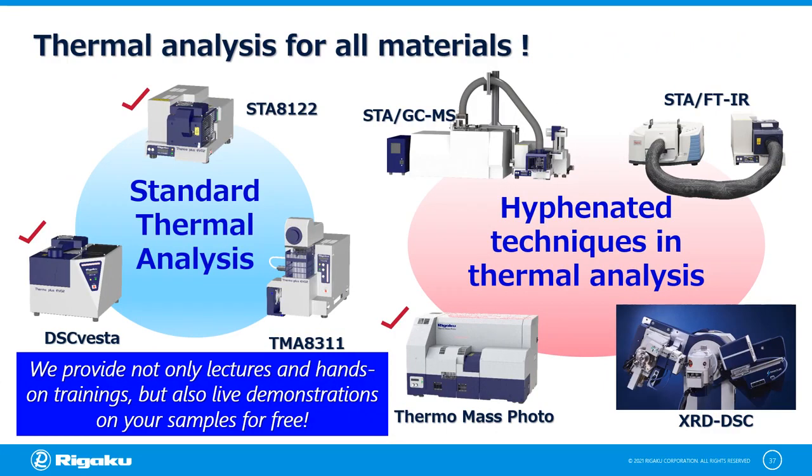These are our available products in thermal analysis. Today, I have discussed with you STA8122, where you can measure from room temperature up to 1500 degrees centigrade. DSC Vesta, where you can measure from minus 170 degrees centigrade up to 725 degrees centigrade, depending on the cooling option. And the Evolved Gas Analysis System with a commercial name Thermomass Photo, where you can measure up to 1000 degrees centigrade, equipped with a skimmer type interface and with electron ionization and photo ionization techniques available as a standard.